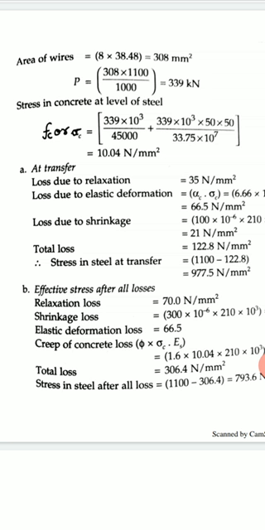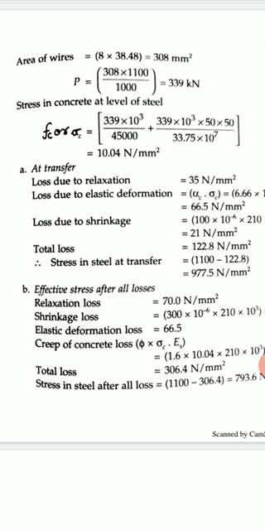Therefore the prestressing force P is equal to area of the wires into the stress which is applied, that is 1100 in this case, which is the given data. So we get P as 339 kilonewton. That means a prestress force of 339 kilonewton exists.